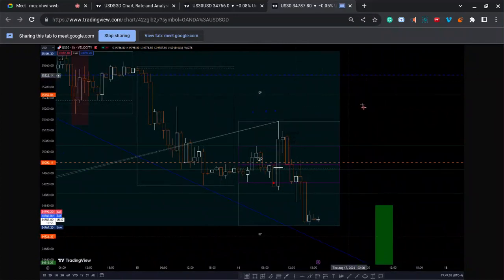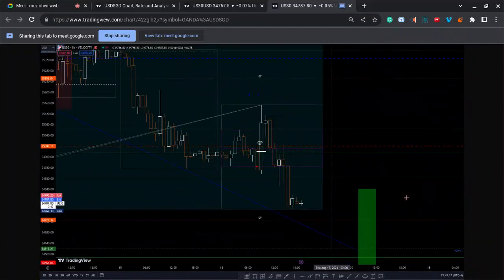The bias is bearish right now because it's below the monthly opening price and below the weekly opening price. This ICT concept really helped me out. It gives you sentiment. But we got an order block down here. I see price coming down now.